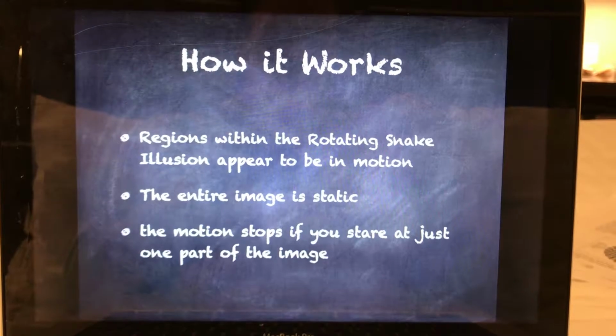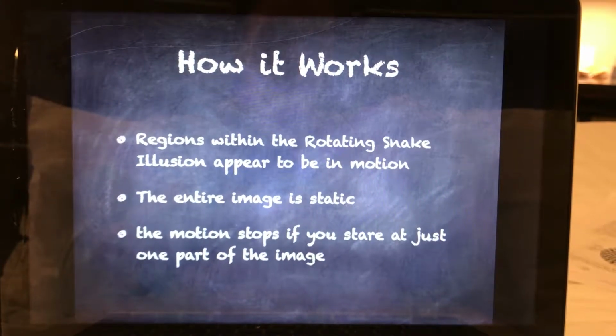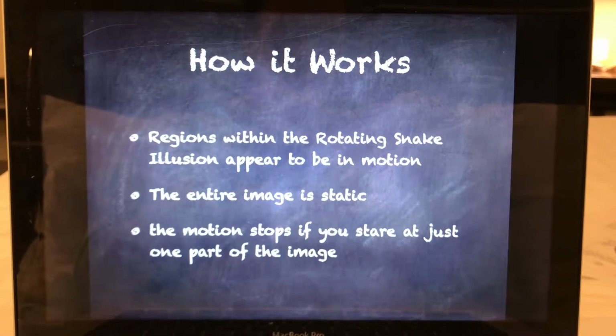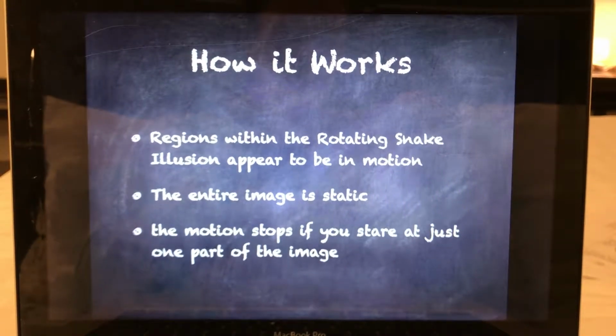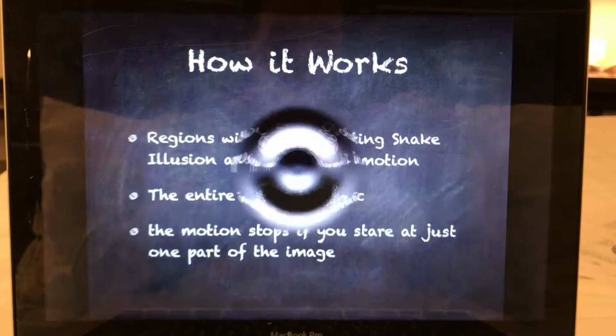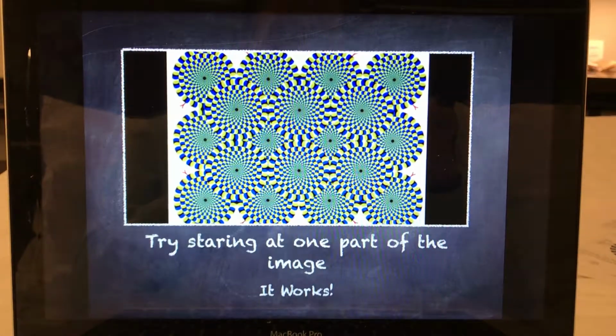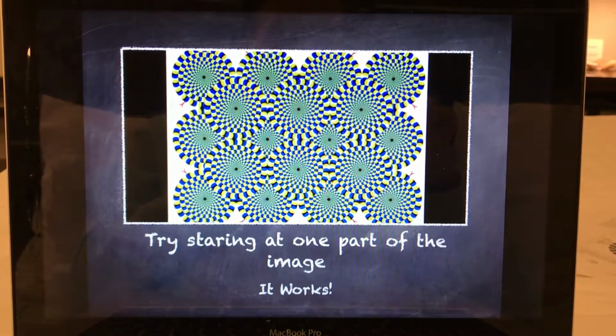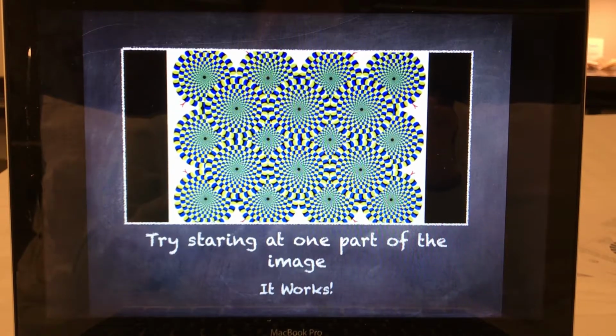The rotating snake illusion is a completely static image. It does not move at all. It just appears to the viewer that it is moving. The motion of the image will stop if the viewer stares at just one point on the rotating snake illusion. Let's try it. Stare at one part of the image and notice the image stops moving. Now move your eyes across the image and the snakes will begin rotating again.